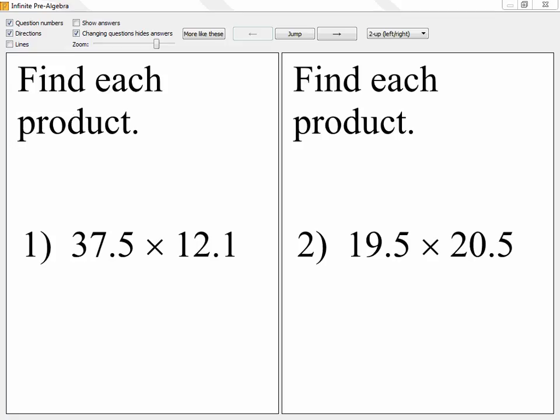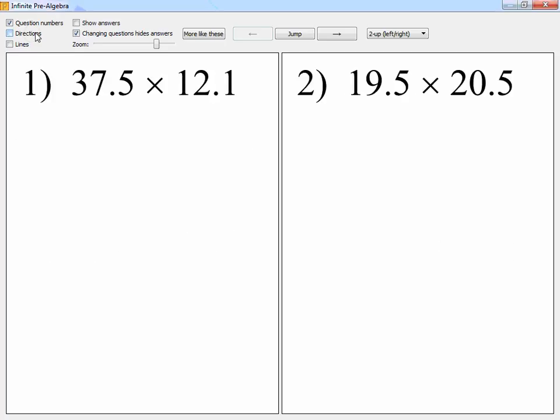Week is tomorrow. And this week what we're doing is finding multiplication of decimals, right? Find each product, which is basically finding each multiplication. So 37.5 and 12.1, let me multiply the numbers, ignore the decimal point, just multiply the numbers.